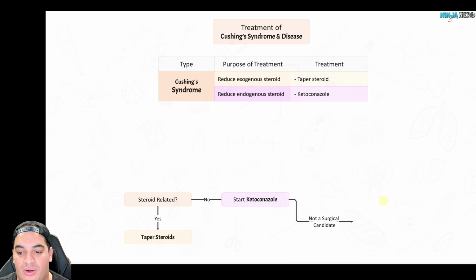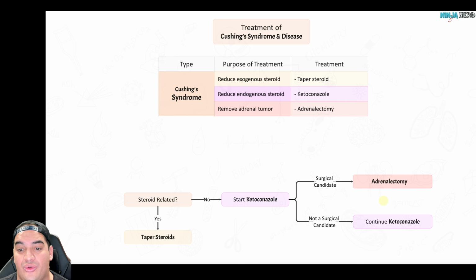So if I give them ketoconazole, I'm only really doing it because I'm trying to suppress the cortisol production, and it's usually going to temporize them long enough to get them to a surgical procedure like cutting out that tumor. If they're not a surgical candidate, though, I'm just going to unfortunately have to continue the ketoconazole and monitor their LFTs pretty consistently. If they are a surgical candidate, cool. I've tamped down the cortisol pretty well. I've suppressed it. Now we can go ahead and cut out that adrenal tumor by doing an adrenalectomy.